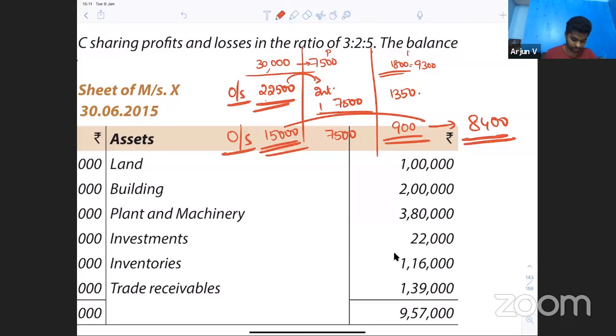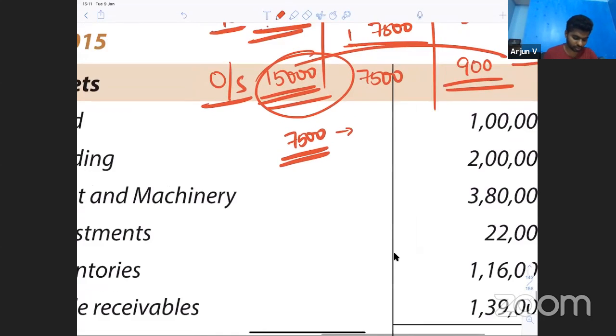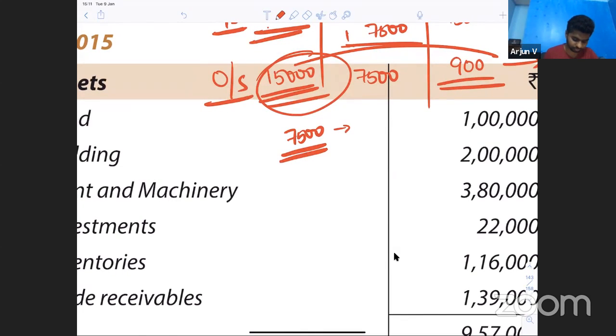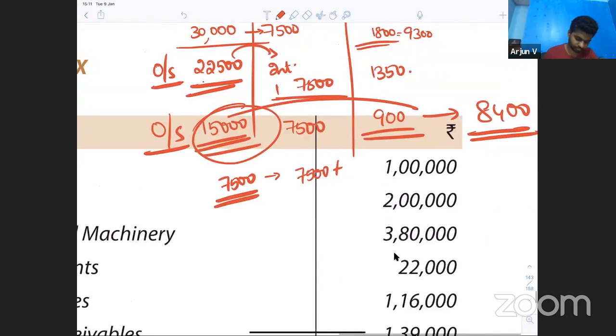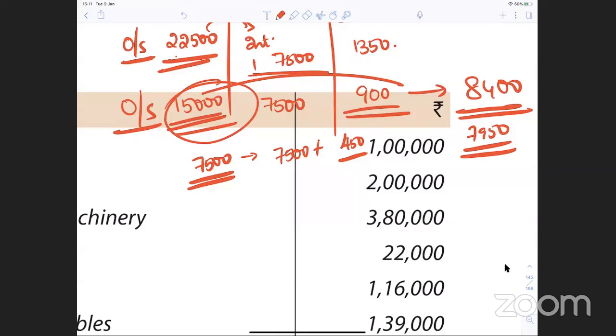The last amount: out of 15,000, you have paid 7,500, left with 7,500. So 6% of it comes to 450, and you pay 7,500 plus 450, that is 7,950. Did you all understand the calculation of the interest portion?